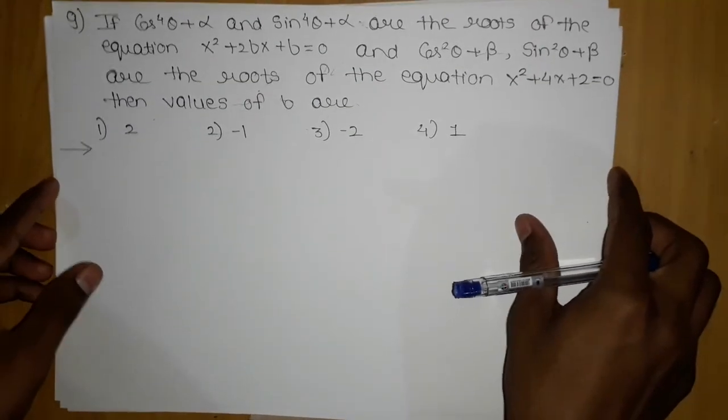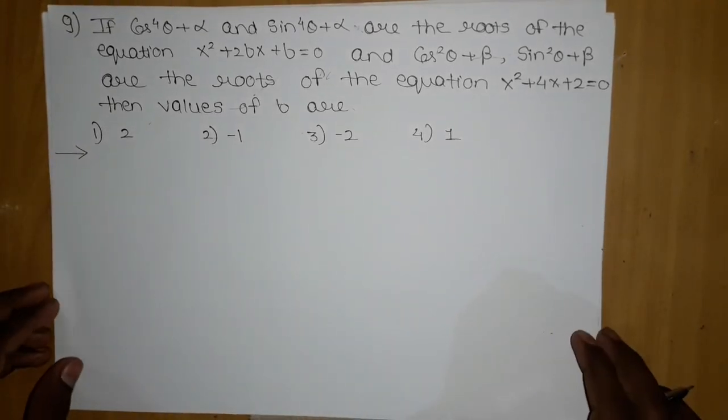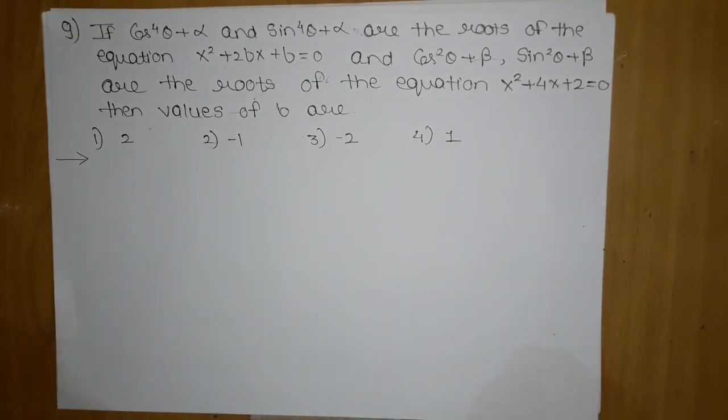This is the 9th question. Okay, so the question says as follows: if cos^4 theta plus alpha and sin^4 theta plus alpha are the roots of the equation x square plus 2bx plus b equal to 0, and cos square theta plus beta, sin square theta plus beta are the roots of the equation x square plus 4x plus 2 equal to 0, then the value of b is... we want to find the value of b.